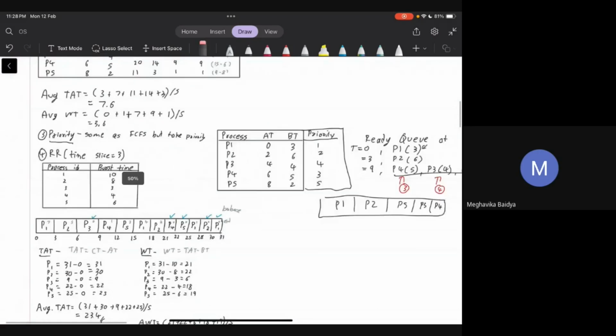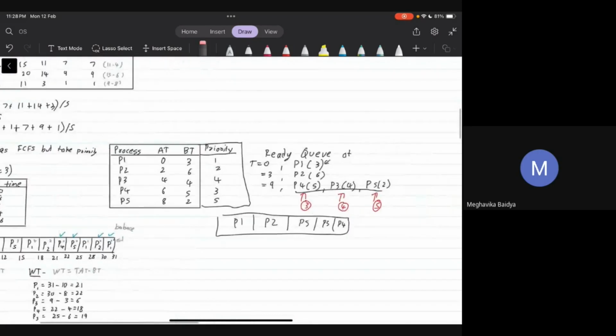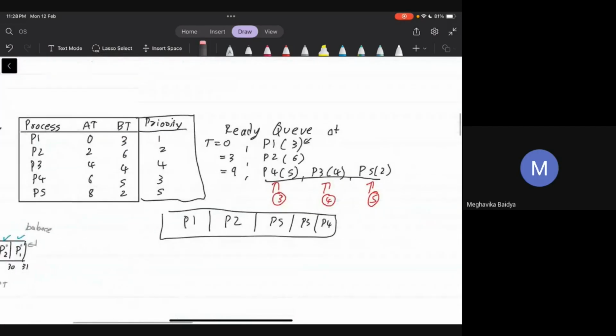Hold on, I'm noting the process down. Okay, so this is for 5 being the highest and 1 being the lowest. Or you can take any. You can take 1 to be the highest also. You just have to mention on the paper which way you're taking.